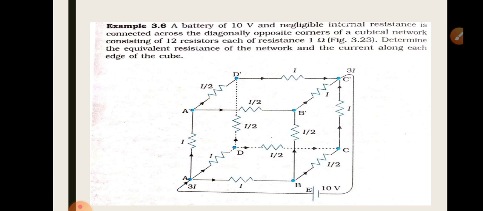Example number 3.6. A battery of 10 volt and negligible internal resistance is connected across the diagonally opposite corners of a cubical network consisting of 12 resistors, each of resistance 1 ohm. Determine the equivalent resistance of the network and the current along each edge of the cube.